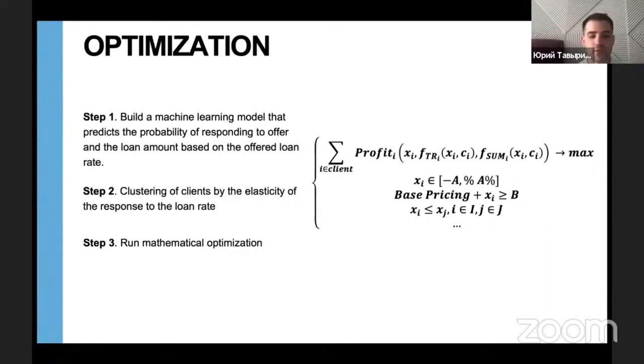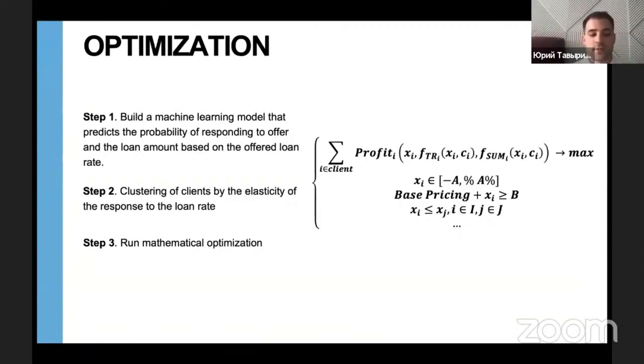First of all, it depends on the change of the rate itself, since interest income depends on it. Then it depends on the probability of responding to the offer, which depends on the offered rate and on the client's elasticity cluster. And finally, the profit depends on the amount that the client will take. Of course, the task contains all business restrictions, so that the final rates will be valid.